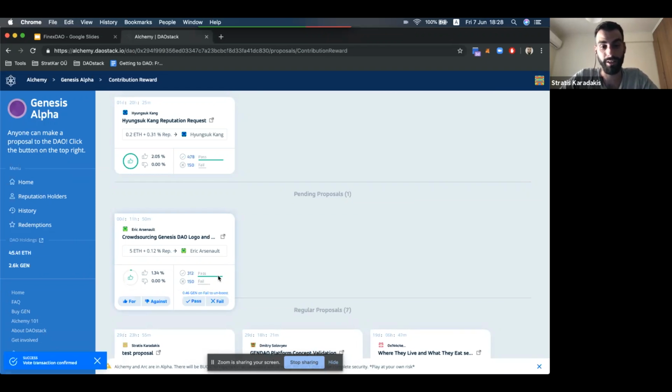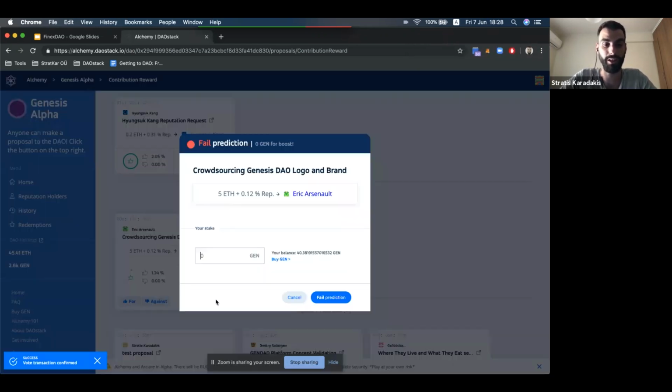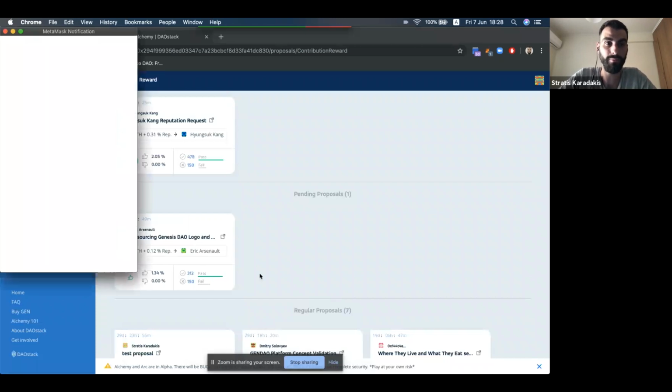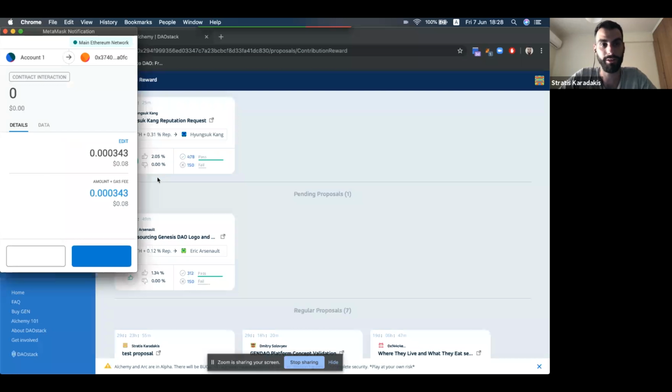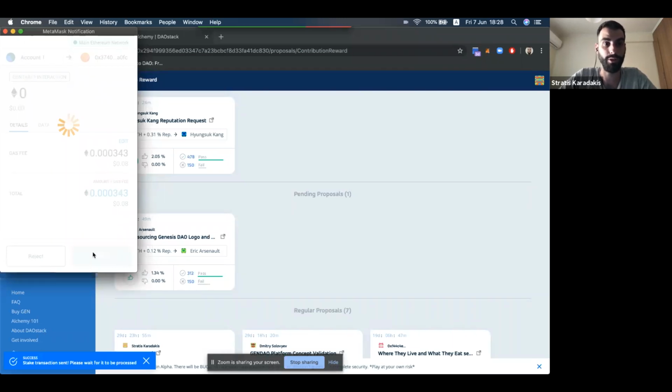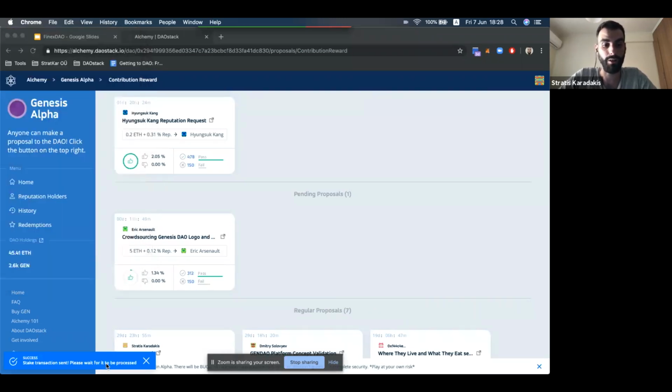I don't think it will pass, and then I can stake against it. Now, it says here on the UI that if I stake 0.46 Gen, then this proposal will unboost, which means that it will go back to the regular proposals queue. Now, for the sake of the example, let's do it. I'm going to stake just 5 Gen against it. And by doing this, what happens is, again, the MetaMask notification window pops up. I can confirm the transaction as before. And again, we're waiting for this to be processed.